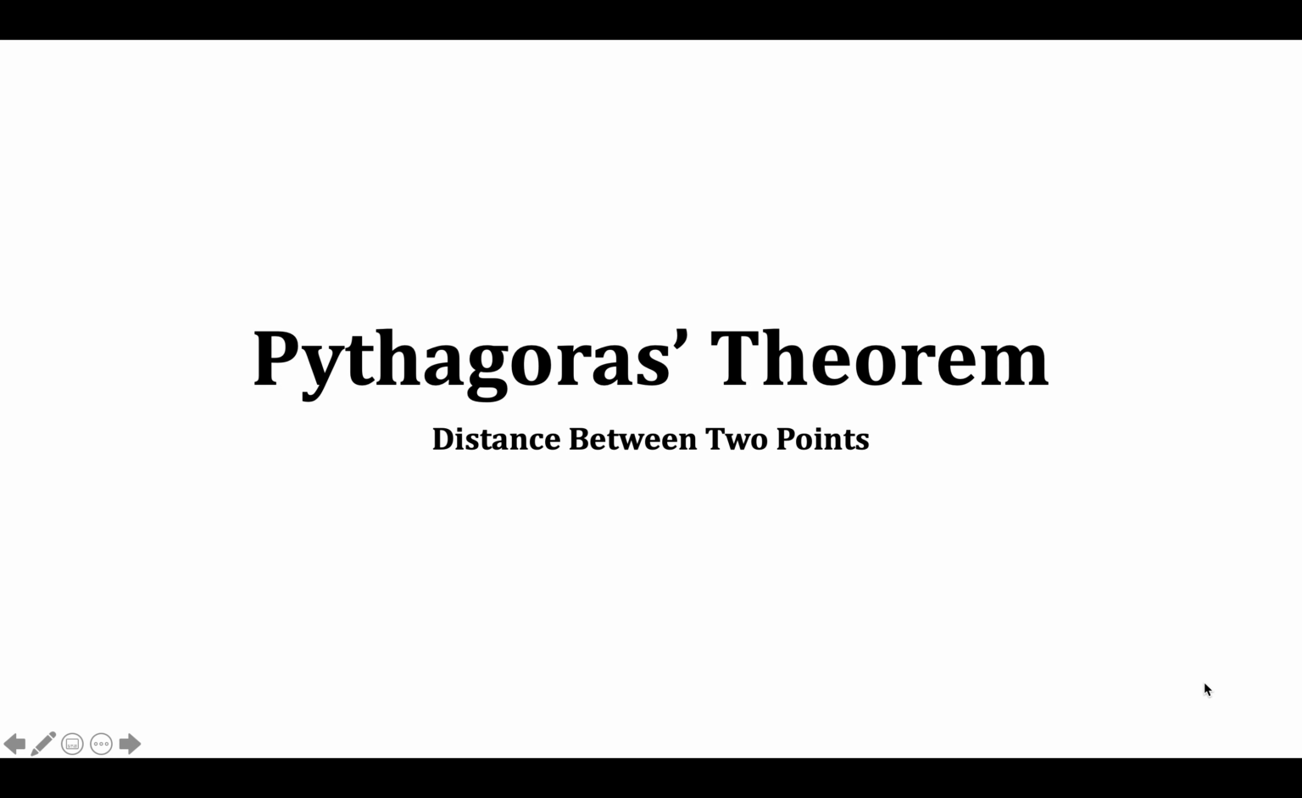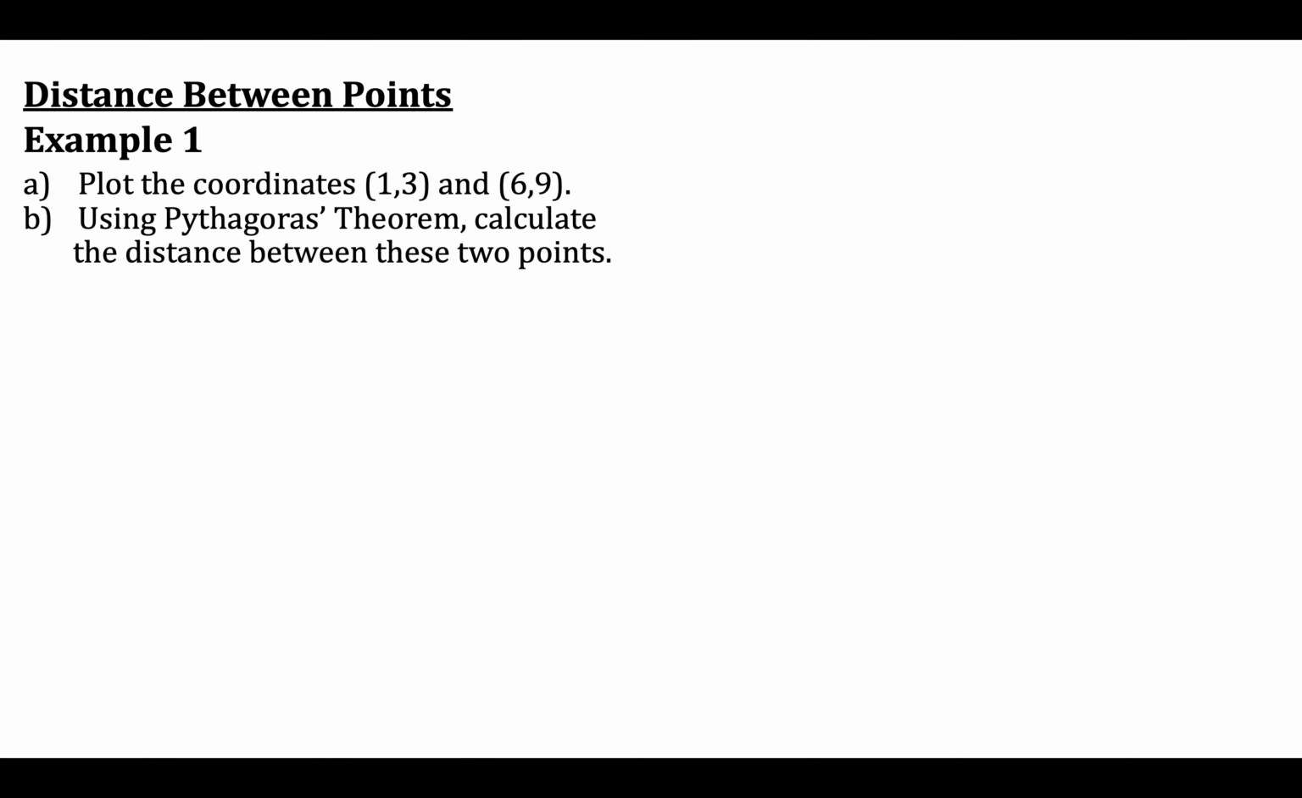In this video, we're going to learn how to use Pythagoras' theorem to calculate the distance between 2 points. So example 1. Plot the coordinates 1, 3 and 6, 9. And then in part B, using Pythagoras' theorem, calculate the distance between these 2 points. So we'll firstly look at part A.